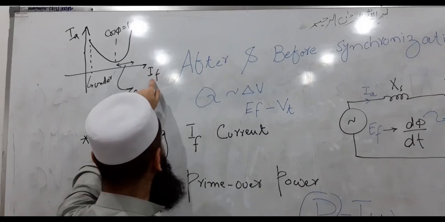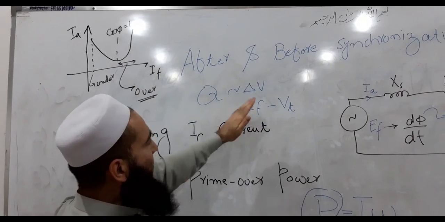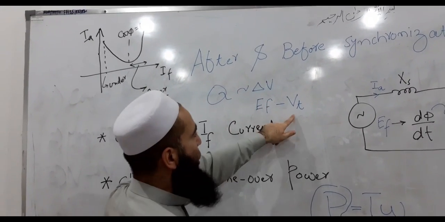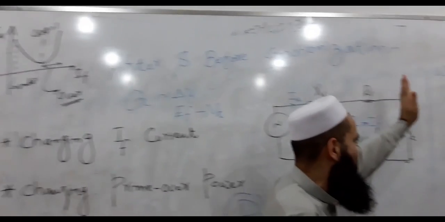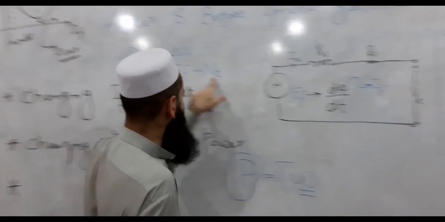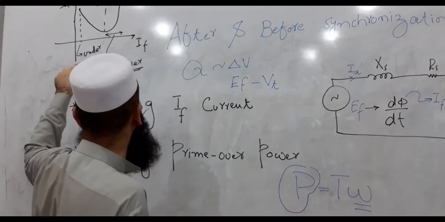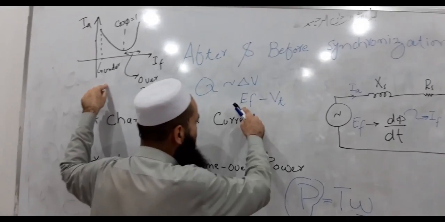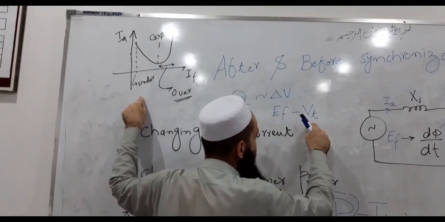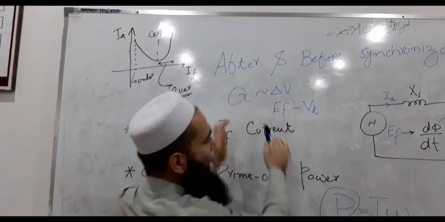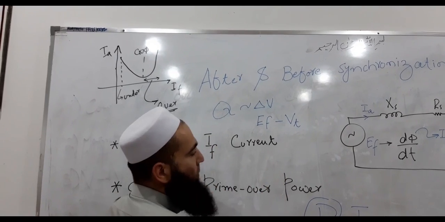And if we reduce the field current, bringing it to a position where the terminal voltage is more, because this is fixed after connecting it to the system. So this is fixed, we can vary this quantity after synchronization. So if we move it to the underexcited case, then this quantity will become smaller than this one, and then the reactive power will be fed to the generator, meaning that the generator will consume reactive power.